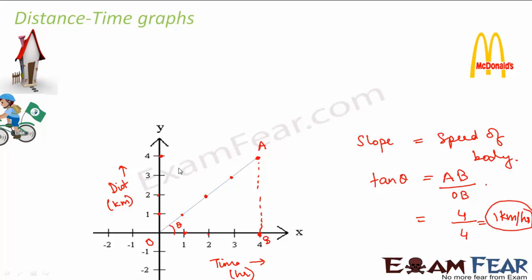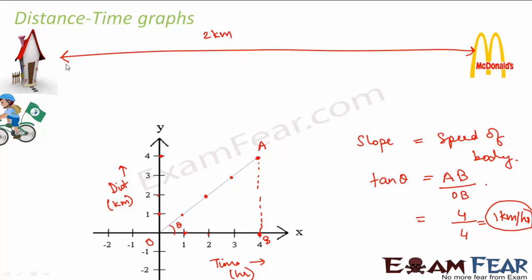So in this case, we say that it covers 1 kilometer per hour, because in this case, they have considered that 2 kilometers is the distance between the home and the McDonald's. While going, it takes 2 hours. While coming back, it again takes 2 hours. That is the assumption in this scenario.